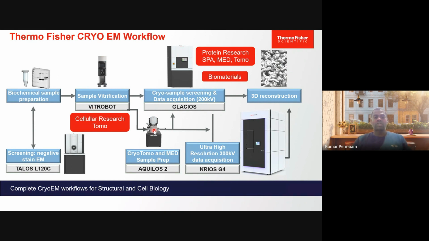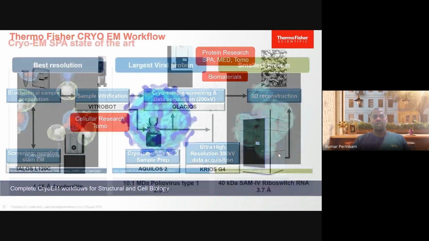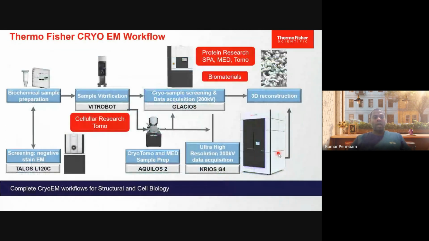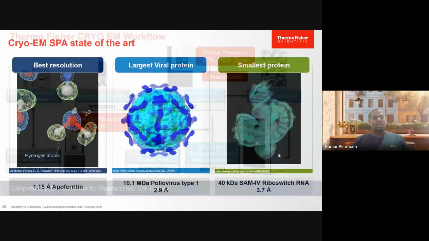In some cases, you might want to see the entire cells in their native state. So you might have to process the tissue a bit using a FIB milling system, and then you can directly place it on the cryos. I will explain a little bit of some of this in detail as I go.